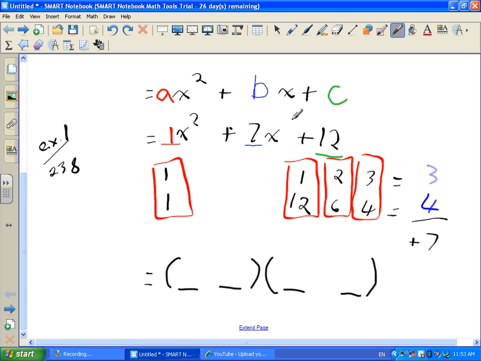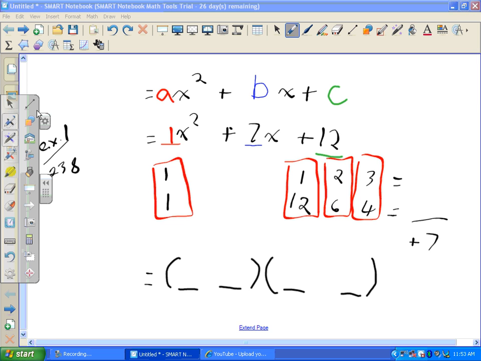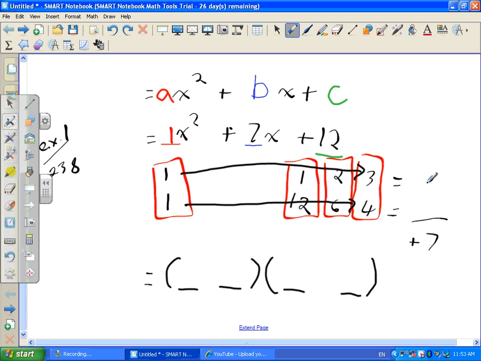Yeah. 3 plus 4 is going to be 7. So I can write those in stone. So I know that if I multiply this by this and this by this, I end up with 3 and 4. Okay? Remember, this is positive. So we'll deal with the sign last.